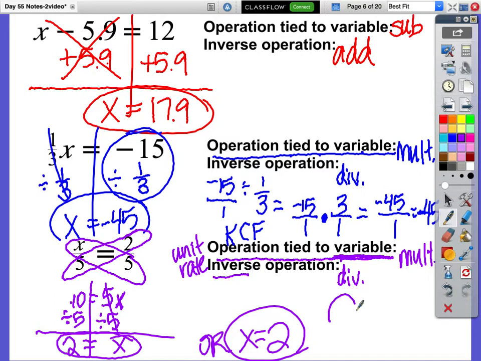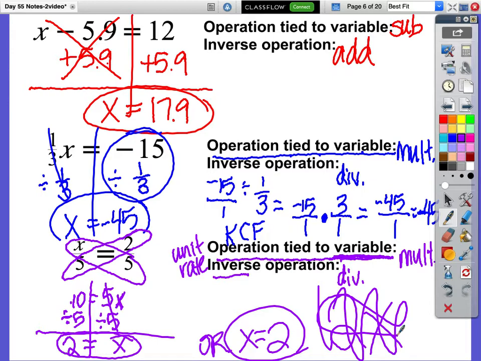Now, remember, 2x is not an answer choice because you've dropped your equal signs and it's no longer an equation, and you can't do that. That's math illegal.